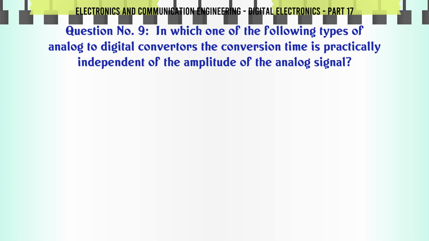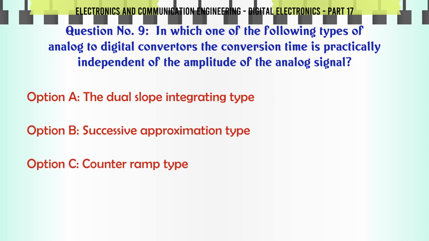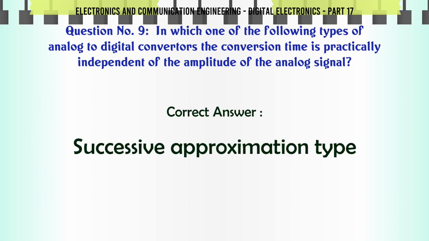In which one of the following types of analog to digital converters is the conversion time practically independent of the amplitude of the analog signal? A. the dual slope integrating type, B. successive approximation type, C. counter ramp type, D. tracking type. The correct answer is successive approximation type.